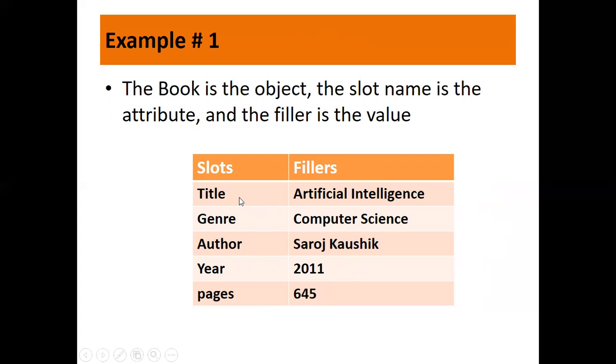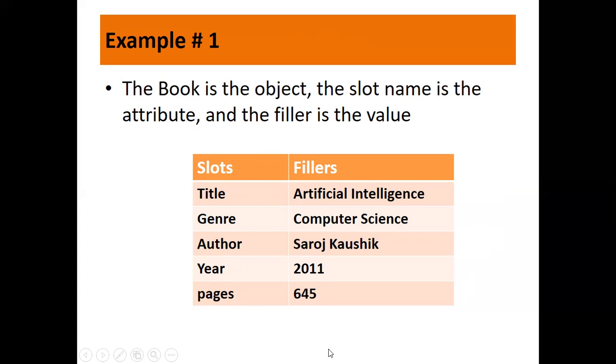We have the attribute title and the value Artificial Intelligence. Genre is Computer Science. The attribute is author and the value of the attribute is Saroj Kaushik. The year is 2011, pages 645. In this whole thing, you can get the whole data about a book. But it's not a class book, it is an object of class book. Is it clear? Similarly, you can have a frame for a class book, and this is for an object book.